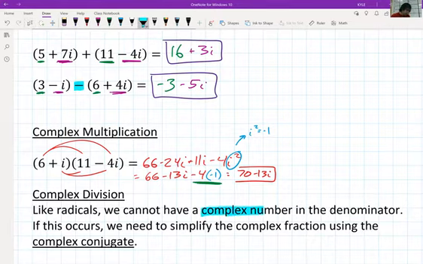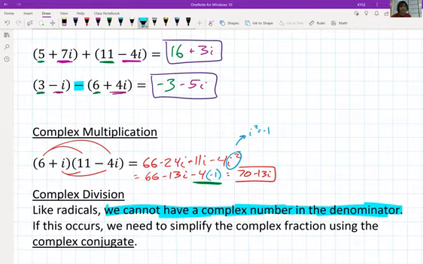if we're dividing, we do not want a complex number in the denominator. If we have i's in the denominator, that's no good. And so we're going to simplify that fraction, that complex fraction, using something called the complex conjugate. Now, you might have heard this word before. Conjugate takes on a few different roles in math.